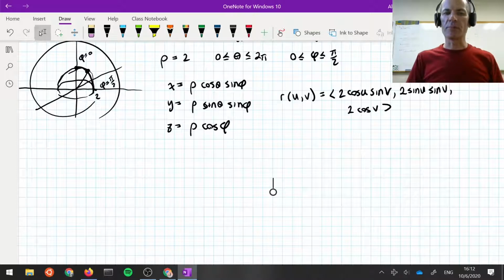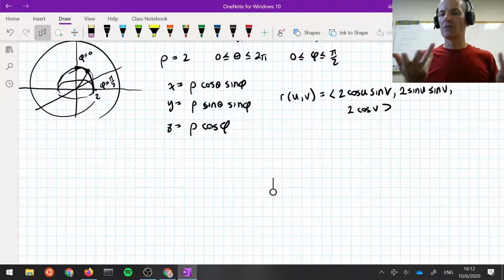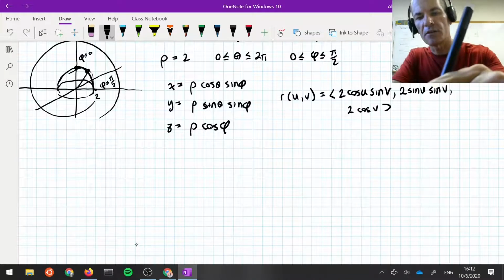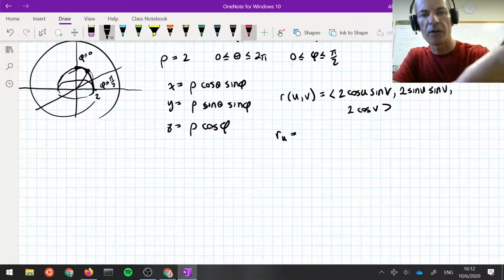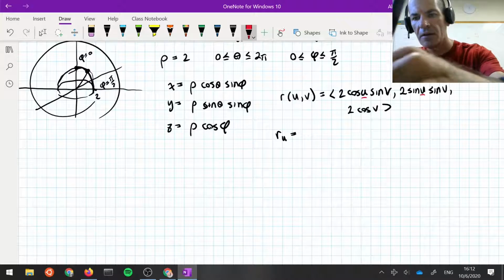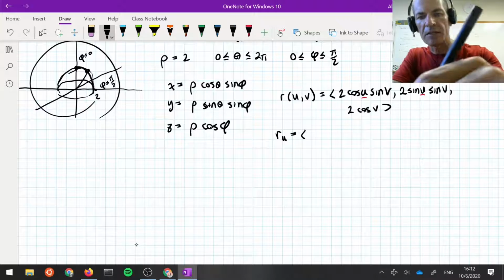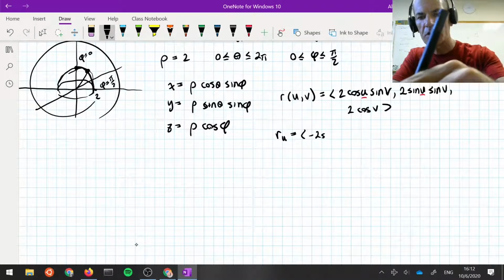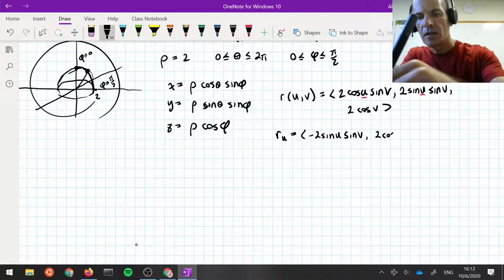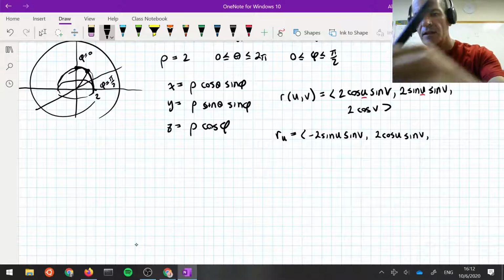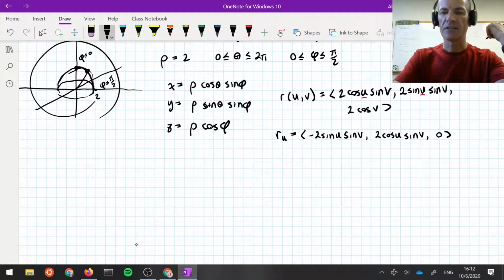There are lots of ways to parameterize a sphere. You can do it in Cartesian, you can do it in cylindrical, you can do it in spherical. Spherical is the best choice, and you'll see it here as we do the calculation. Let's compute the partial of r with respect to u, and pay attention to where the u's happen. They happen here, here, and nowhere else. So taking that partial derivative with respect to u, we get -2 sine u sine v, 2 cosine u sine v, and then the last component is 0 because there is no u in that last component.